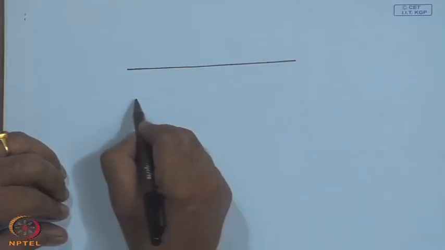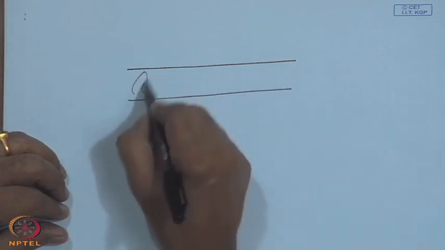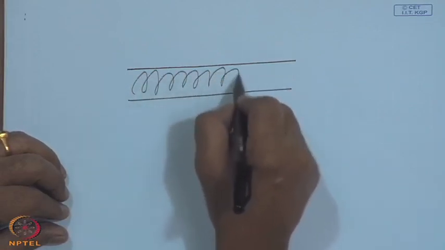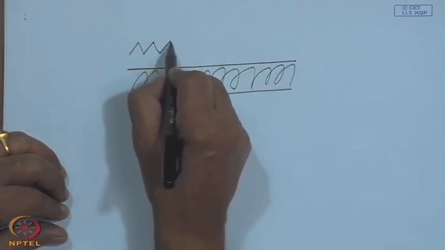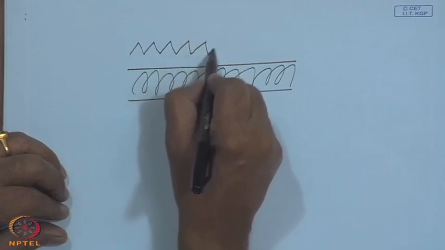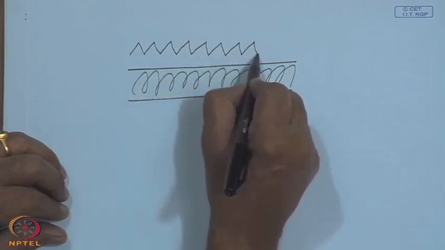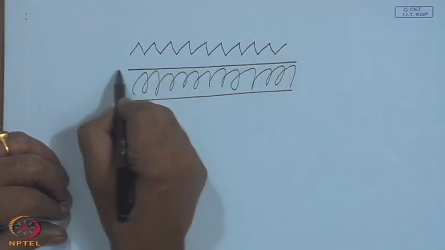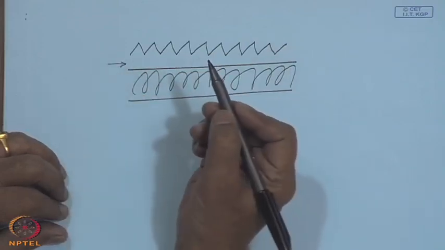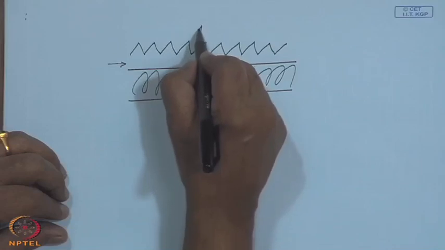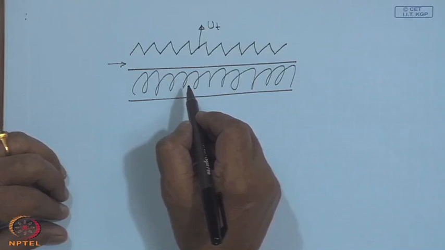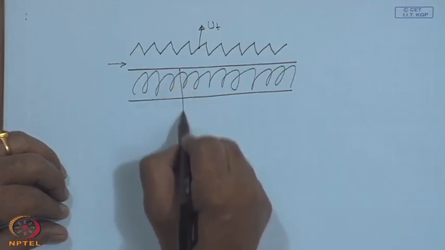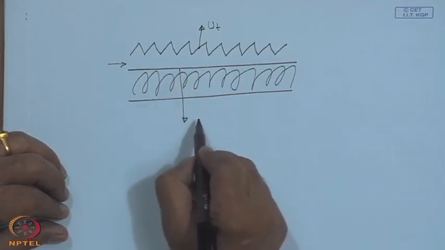So, people came out with, instead of these fins, one can have a corrugated sheet absorber, and the flow is in this direction. In other words, these corrugations help break the boundary layer development and provide flow mixing and enhance the heat transfer coefficient.